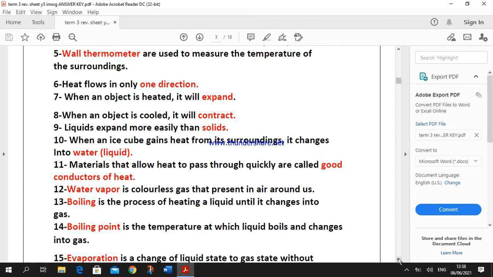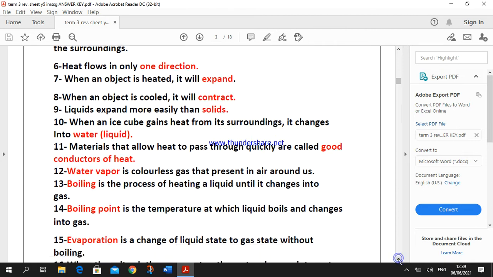Number 11, materials that allow heat to pass through quickly are called good conductors of heat. Number 12, is a colorless gas that is present in the air around us, water vapor. 13, is a process of heating liquid until it changes into gas. This process is known as boiling. Is a temperature at which liquid boils and changes into gas. This is known as boiling point, okay? Where the boiling point of water equals 100 degrees Celsius.